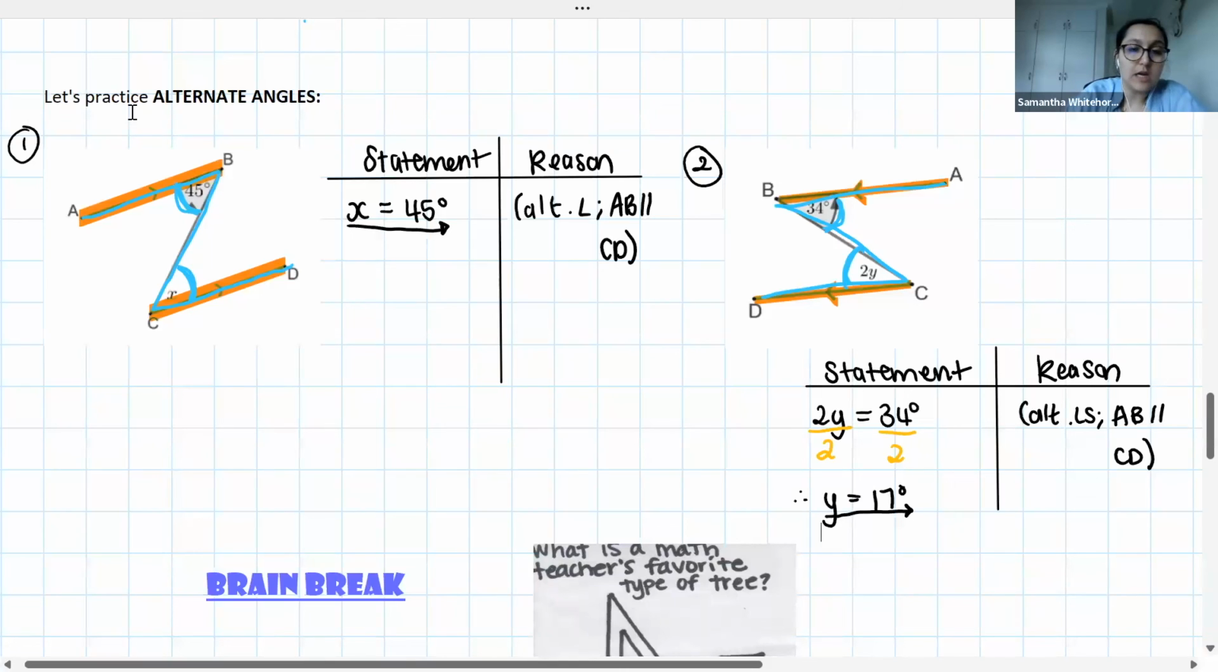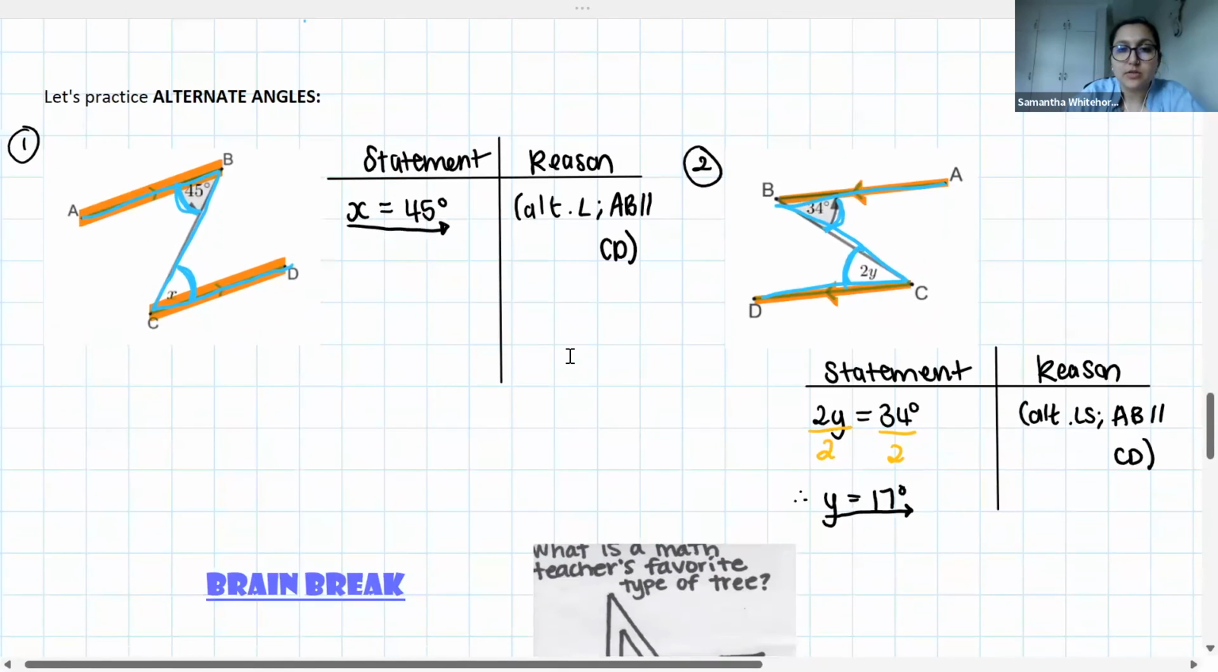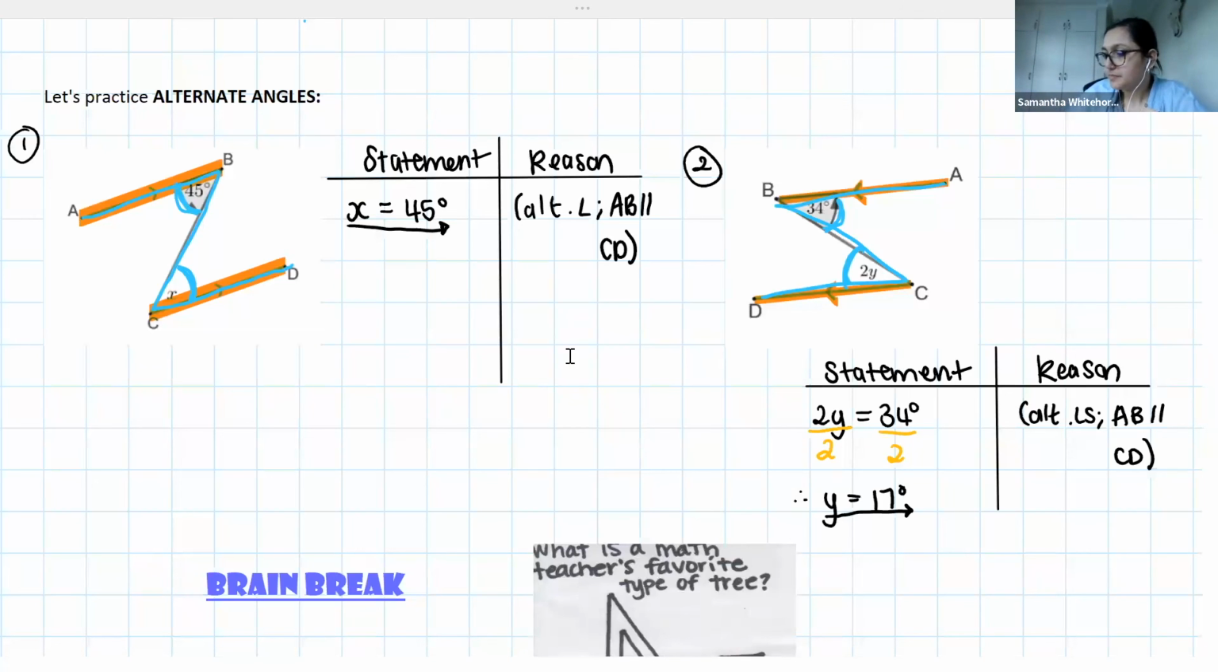Okay, so guys, none of these are too tricky. We just need to look very carefully at our diagrams. If we're not doing that, we're going to have a bit of an oopsie. All right, so take your screenshots of those two. I'm going to give you one more that I want you to try by yourself, and that'll wrap up our lesson. So screenshots.